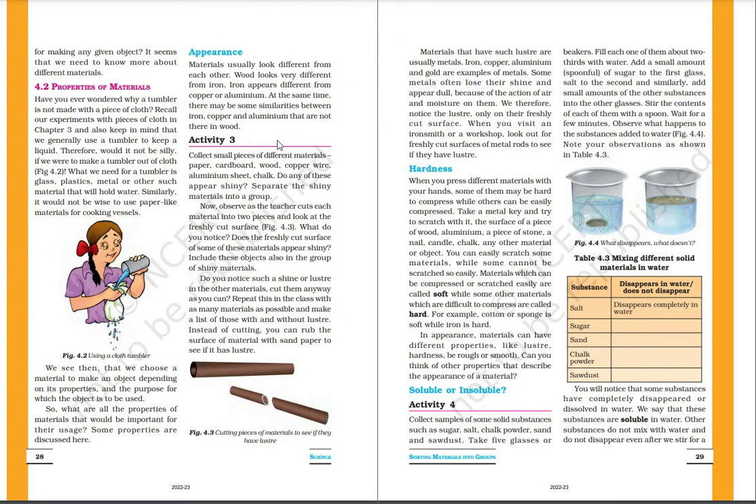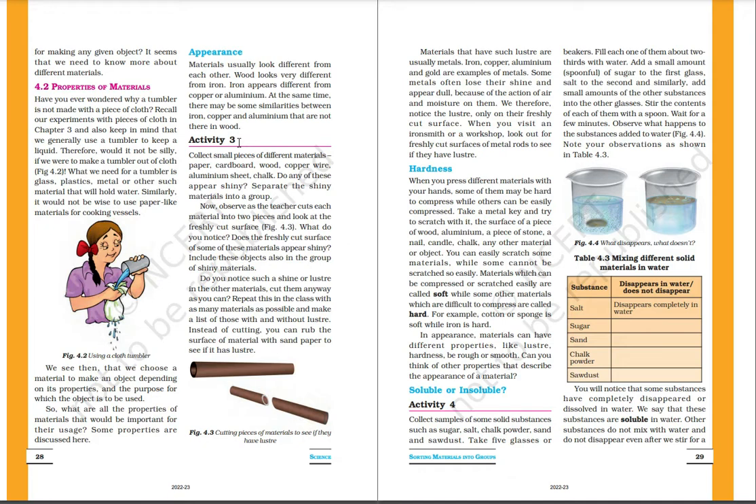Activity 3. Collect small pieces of different materials: paper, cardboard, wood, copper wire, aluminum sheet, chalk. Do you think any of these appear shiny? Separate the shiny materials into a group. Now observe as the teacher cuts the materials into two pieces and looks at the freshly cut surfaces. What do you notice? Do the freshly cut surfaces of some of these materials appear shiny? Include these objects also in the group of shiny materials.